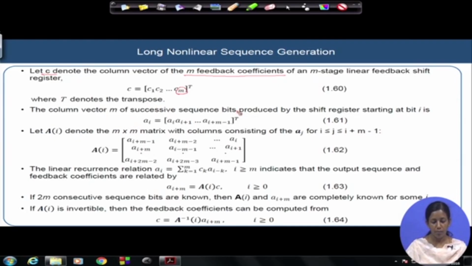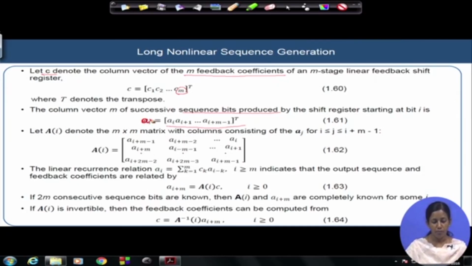Now, for the sequence bits produced by the shift register, let us write the column vector of those m successive bits that are coming out. Here it is given by the vector a_i, where a_i is (a_i, a_{i+1}, ..., a_{i+m-1}) transposed. Now, a_i is a vector, so it will be bold.